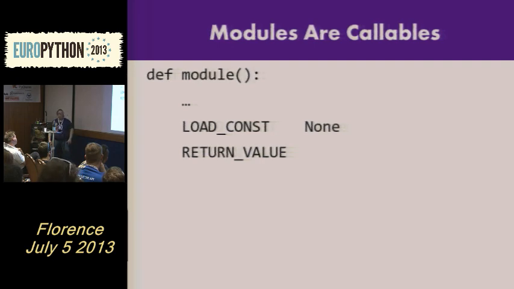And so modules don't return anything interesting. There's no explicit return allowed in them, and so they always just return none. So you'll see this load const none return value. You'll see that a lot. Now, by the same token that modules are callables, classes are callables.